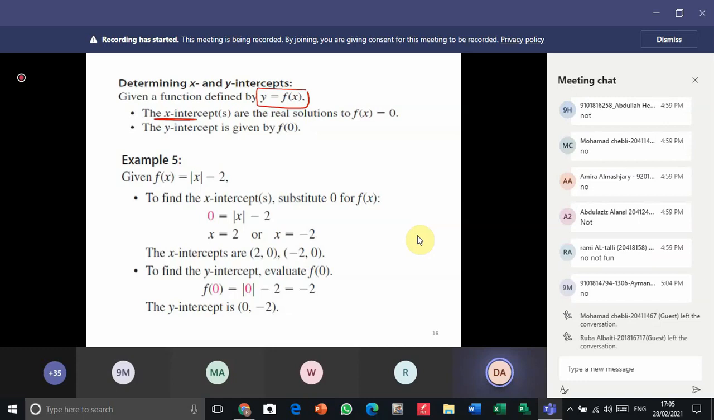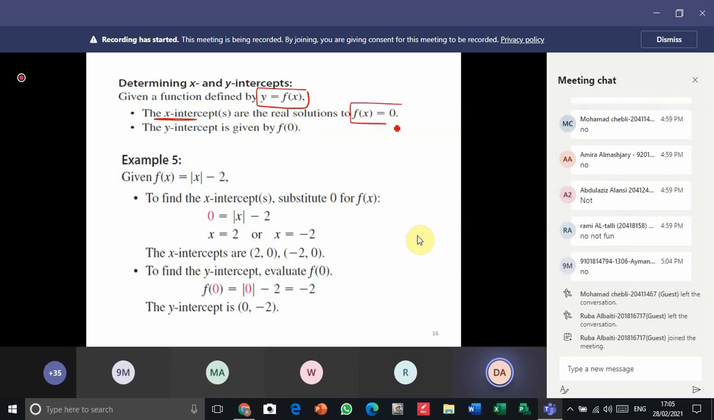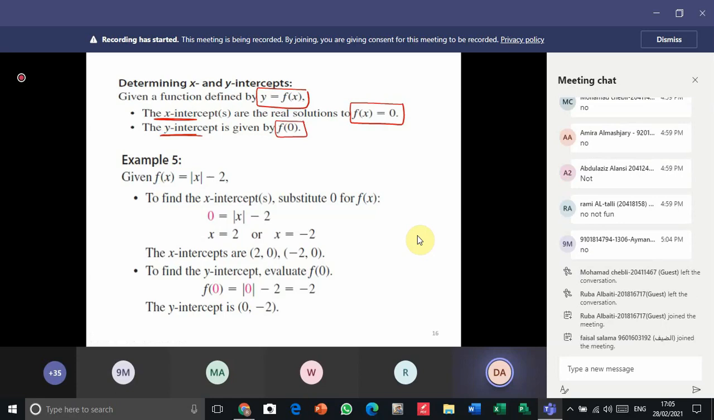So if we need to find the x intercept, we need to solve this equation, f of x equals 0, because f of x, this is the y. Okay, and in x intercept, y equals 0. So f of x equals 0. If we need to find the y intercept, substitute x equals 0. So we need to find the value of y, so we need to find the value of f of 0. Okay, these are two concepts to find x and y intercept.